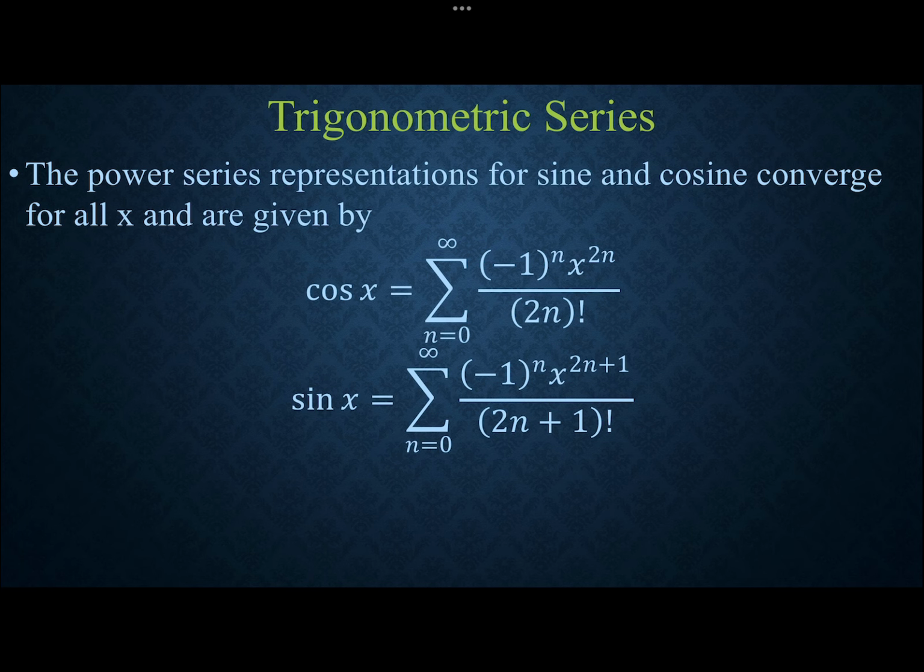Very important to make sure you're careful. Cosine is the one where it's all n's, so -1 to the n, x to the 2n over 2n factorial, whereas sine has 2n plus 1 for the x exponent, and then 2n plus 1 for the factorial.